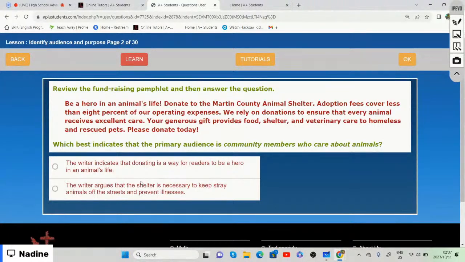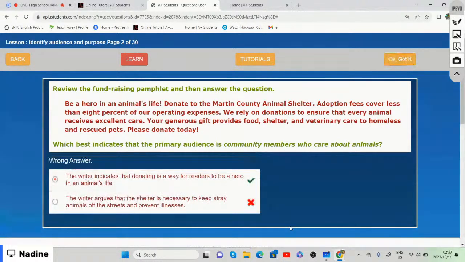All right, so if we look at our possible answers, it is the writer indicates that donating is a way for readers to be heroes in an animal's life, or the writer argues that the shelter is necessary to keep stray animals off the street and prevent illnesses. Basically the first one is correct, where it says the writer indicates that donating is a way for readers to be a hero in an animal's life, because they specifically say that adoption fees only cover a small percentage of the operating expenses, which means that they rely on a lot of donations.